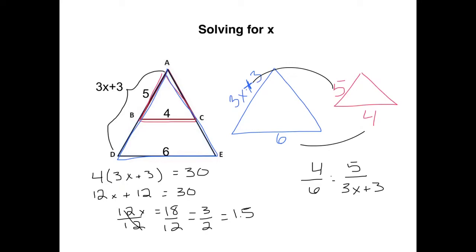So that's x, and if I wanted to know what the whole side length was, I would have to plug 1.5 back in for x up here. So I would do 3 times 1.5 plus 3. So I would get 4.5 plus 3, which would be 7.5 altogether. I could also have done this in the opposite order. I could have figured out that the side was 7.5 and then solved for x from there.